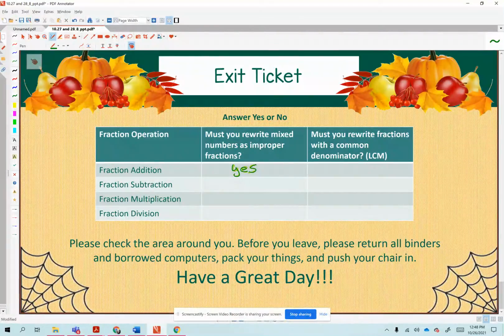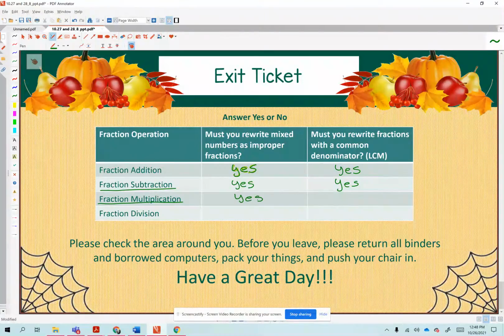Must we rewrite the fractions with a common denominator, at least using a least common multiple? Yes. With fraction subtraction, must we rewrite the mixed numbers as improper fractions? Yes. Must we rewrite the fractions with a least common denominator, that is the least common multiple of the two denominators? Yes. With fraction multiplication, must we rewrite the mixed numbers as improper fractions?